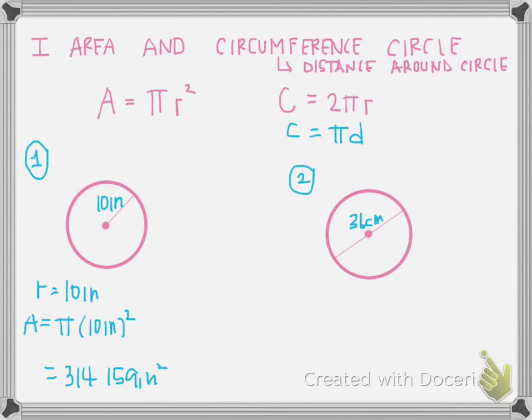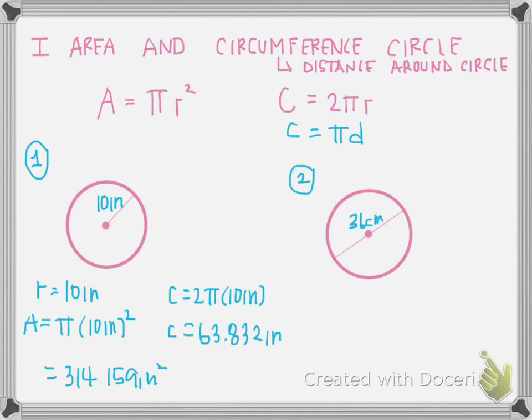Your circumference is going to be 2 times pi times your 10 inches. So that's going to be about 62.832 inches. Circumference is like a perimeter, so it's one dimensional. And then your area would be double your unit, so square your unit.